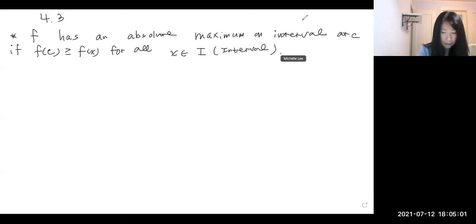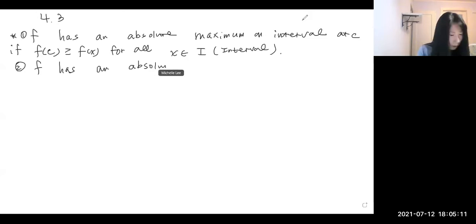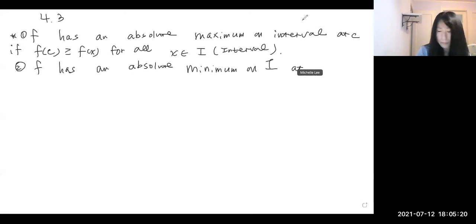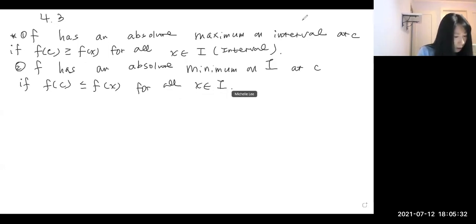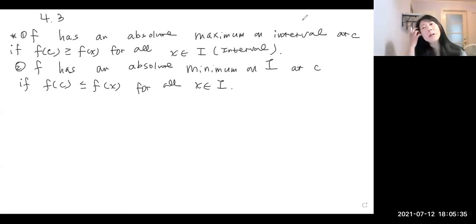And F has an absolute minimum on I, which is interval, say c, if f of c is less than or equal to f of x for all x in I. Okay, and if there is absolute maximum and minimum at the same time, then we call it absolute extremum, right?